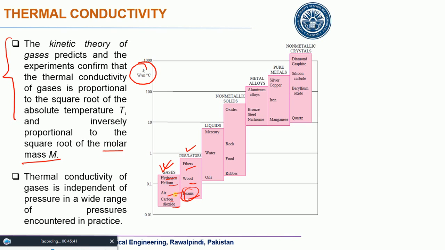You see this foam and air, I showed you the values as well. And then you have mercury, water and oils, oxides, rock, food, rubber, all that, and then you have metal alloys. And then at the very top you have quartz, which is one form of silicon, and then you have diamond, graphite. You understand that? Now you remember this quartz or this silicon kind of materials, they are also used in electronic devices.